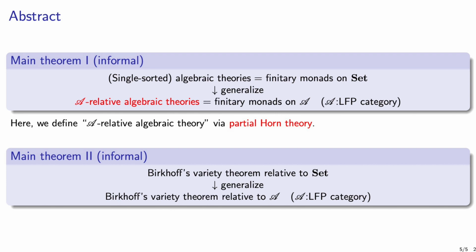Here we will define a new algebraic concept relative to A. This is called an A-relative algebraic theory. This is defined by a partial Horn theory. Next, the second main theorem is a generalized Birkhoff theorem. The Birkhoff theorem is a fundamental theorem for classical algebraic theory. The second main theorem generalizes it to our relative algebraic theory.